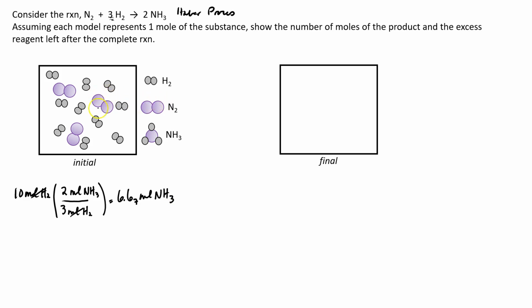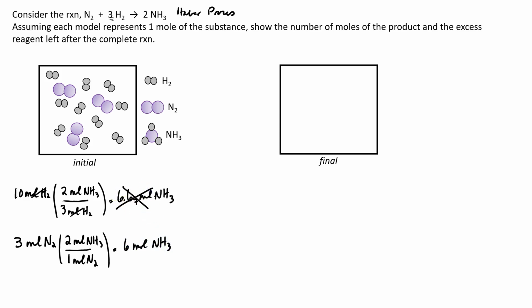Let me test the other reactant, and I'm counting 3 moles of nitrogen. And for every 1 mole of nitrogen, I can make 2 moles of ammonia or product. So now I'm getting 6 moles of ammonia.